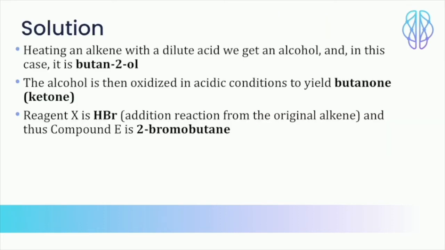So this is just a slide summarizing all our findings. We know A and B are 1 and 2 butene respectively, doesn't matter the order. We know that compound C is butanol. We know compound D is butanone. And we know that compound E is 2-bromobutane. And we know that reagent X is hydrogen bromide.